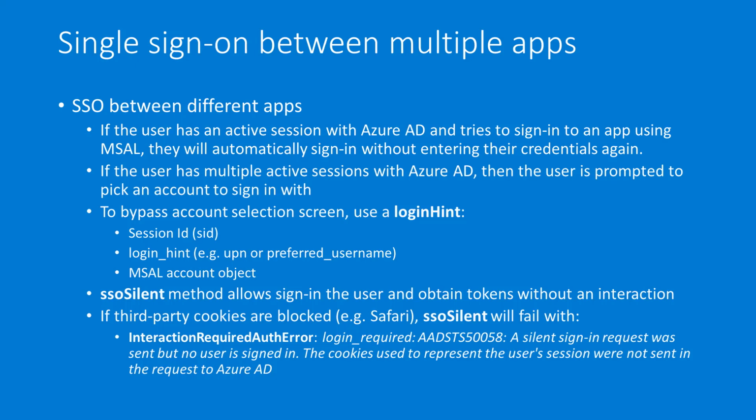Now, if there are multiple active sessions with Azure AD, you'll see some kind of prompt that will tell the user to pick an account because Azure AD cannot know which account you want to sign in. And there are ways to bypass that. For instance, you can pass in a login hint to MSAL. And that will allow MSAL to pick the right account and sign your user directly in without seeing a prompt.